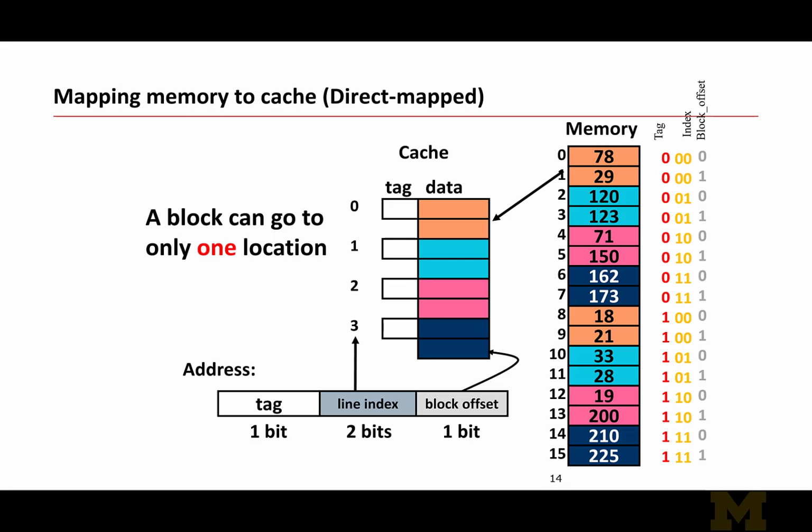And the index that we are going to use comes from the address. So we had used previously 1 bit for the block offset, so now we have 2 bits for choosing one of the 4 cache lines. And whatever is left over from the address is going to be your tag.